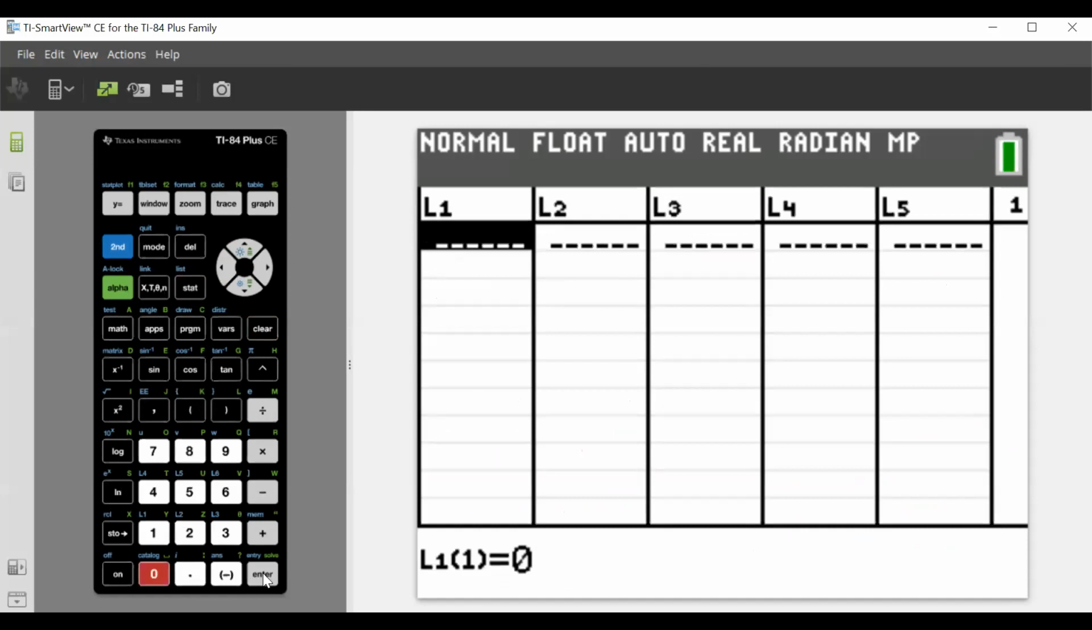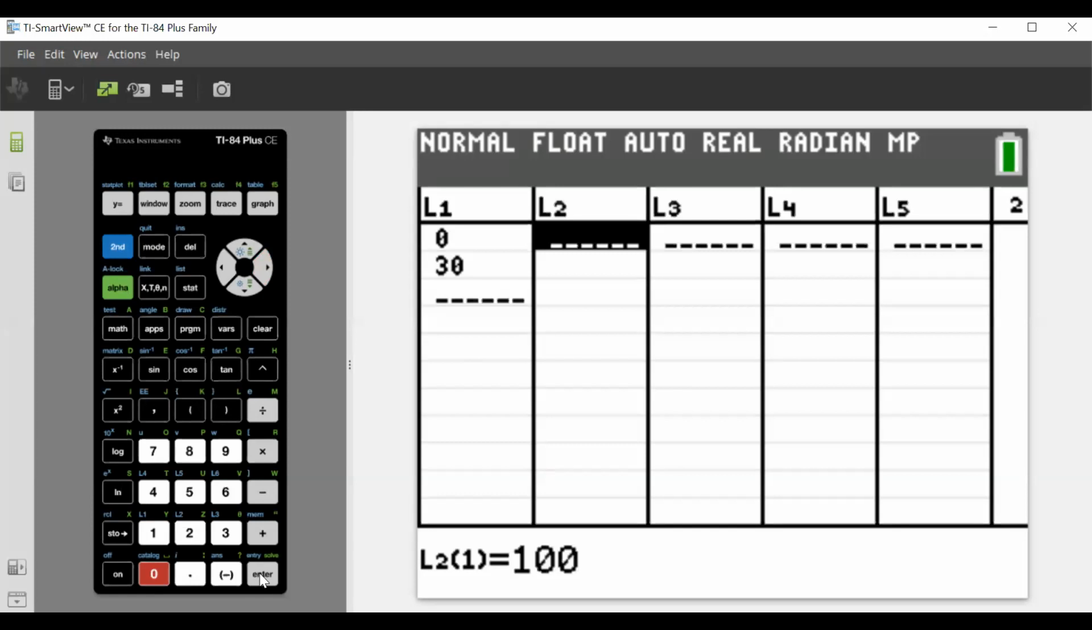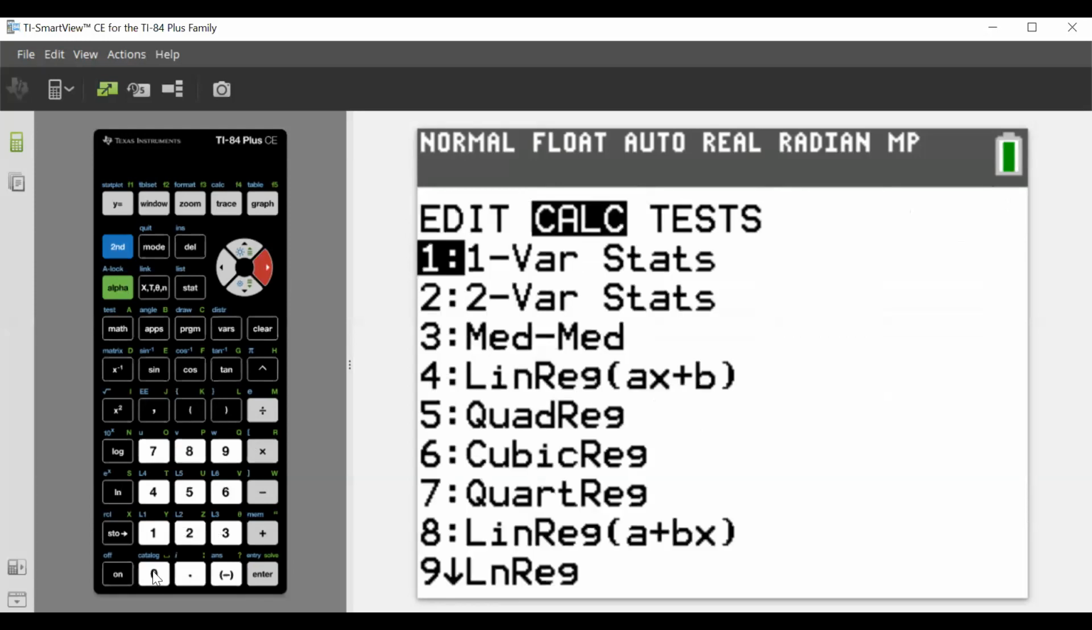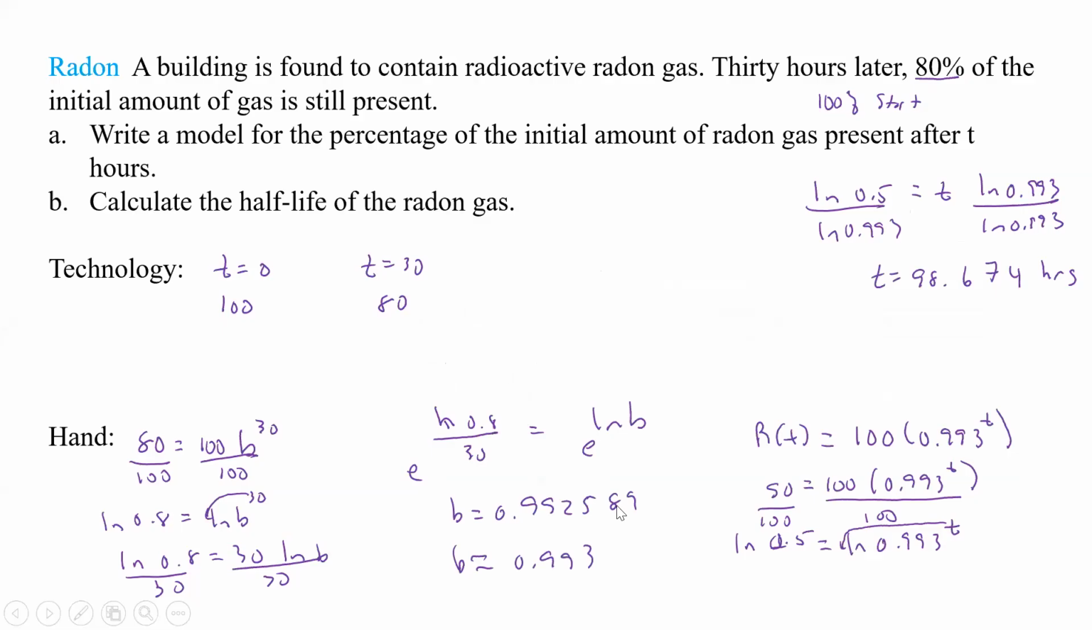All right, so 0, and then at 30, and then here, I have to enter, and this one's going to be 100%, and this was our 80%. And again, stat, calc, we have L1, L2, we're good. And there we go. 100, and then we had the 0.992589, just like what we found right here, okay? And so we get the same thing, which is what we would expect, and with one of them we had to do a little more work to get there.